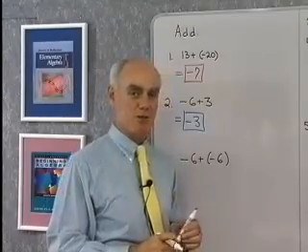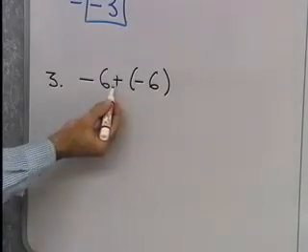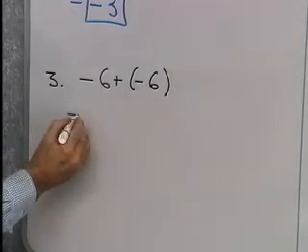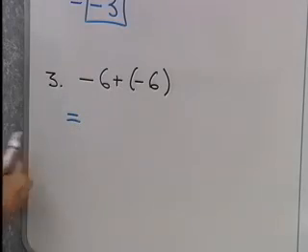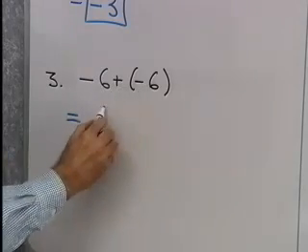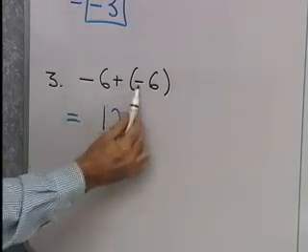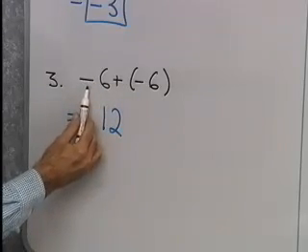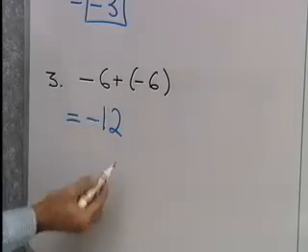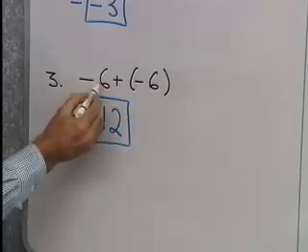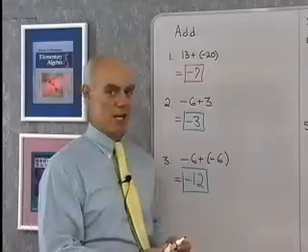The next problem has two negative numbers. I want to add negative 6 and negative 6. According to my rule then, I want to add absolute values. 6 and 6 is 12. And then I use the common sign. Whatever sign both of these numbers have, my answer has too. So the answer is negative 12. Negative 6 plus negative 6 comes out to be negative 12.